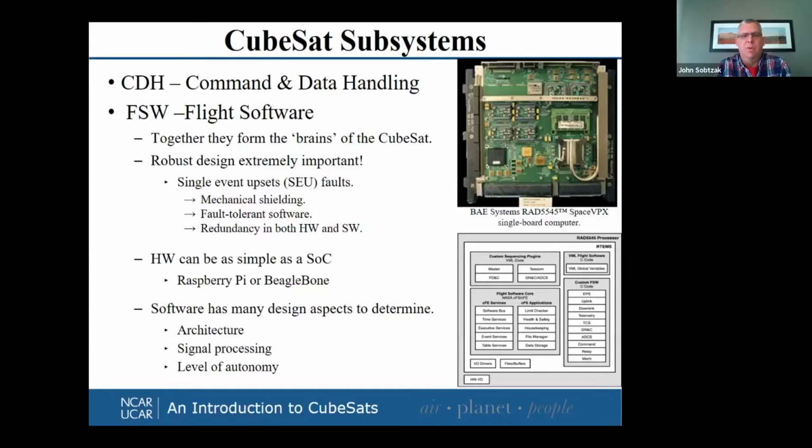One of the big ones is, how much autonomy does the CubeSat need? In other words, is it going to do things on its own and detect certain events? If it goes into the shade, will it turn things off? Or is it only going to respond to commands from the ground? That's always a trade-off when it comes to programming.